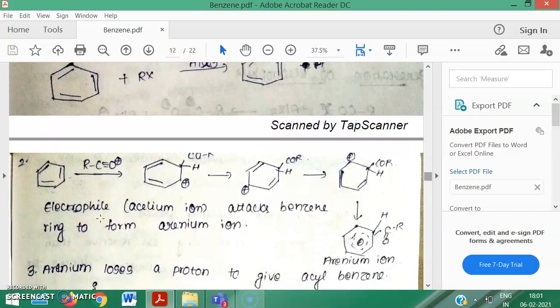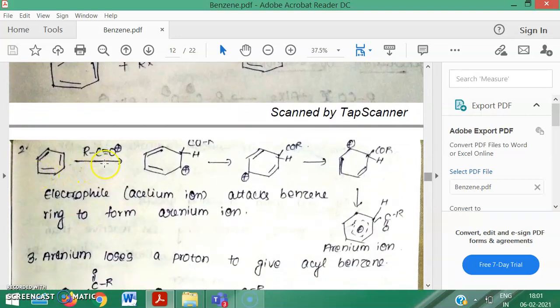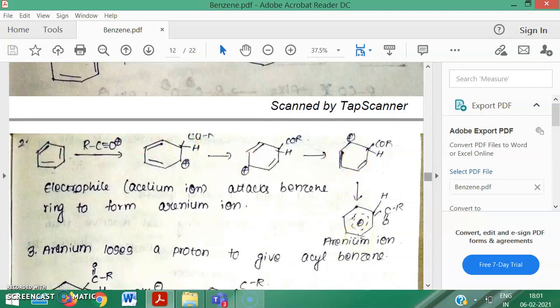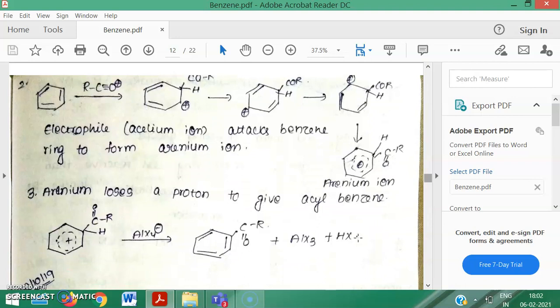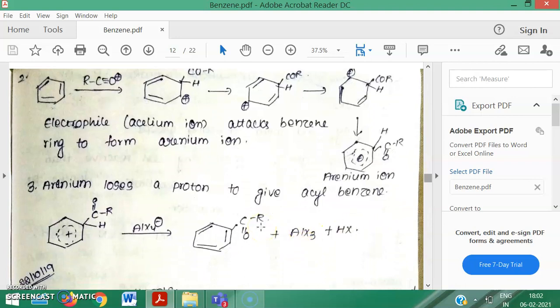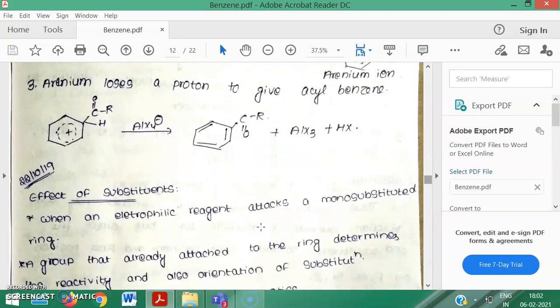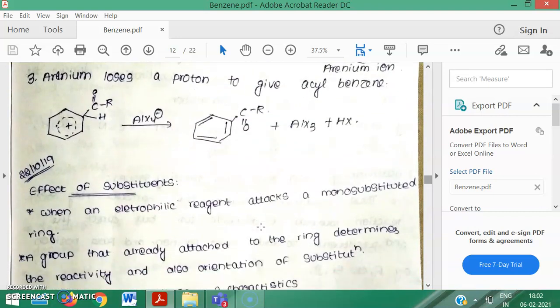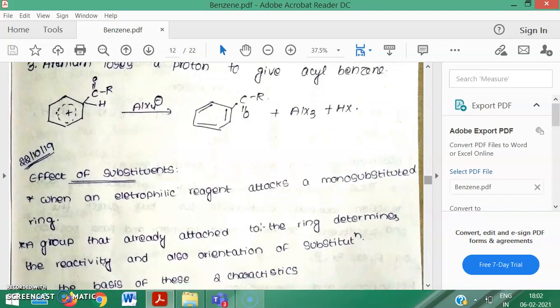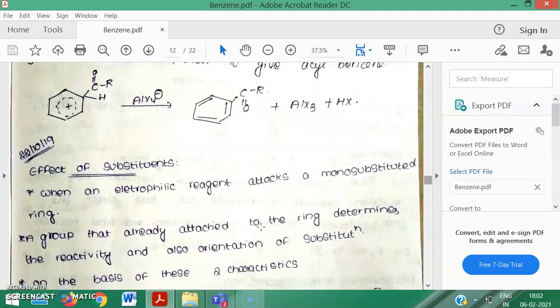In the same manner, acylation takes place. The acylium ion is produced. It acts as an electrophile and attacks the benzene ring. Arenium ion formation takes place, and then hydrogen is removed, producing the acylated compound. So in the same manner, alkylation and acylation take place. So this is about the electrophilic aromatic substitution reactions of nitration, sulfonation, Friedel-Crafts alkylation, and acylation.